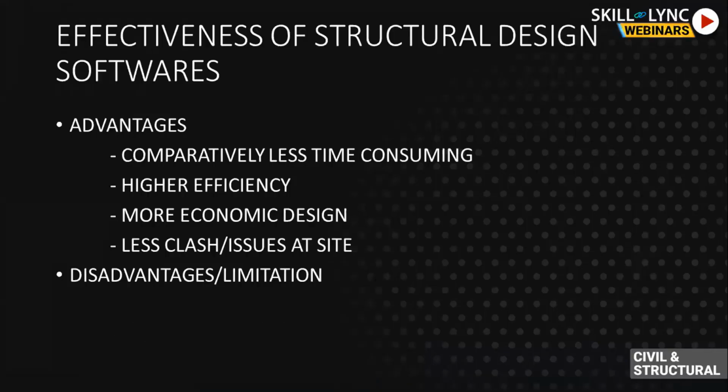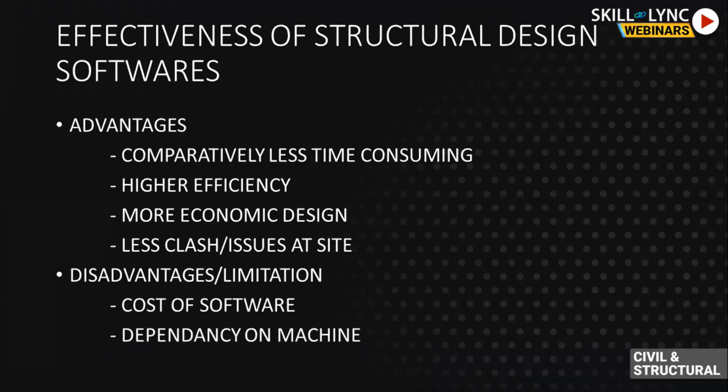Now, disadvantages or limits. First of all, cost of software. Yes, the cost of the software has risen, but it is also giving us economic design. So why not go for it? Second thing is very important, that is dependency on a machine. A machine does work based on some predetermined coding. The codes based on which the software is developed are generated by us only. So a software is not more intelligent than a human being, because we made the software.